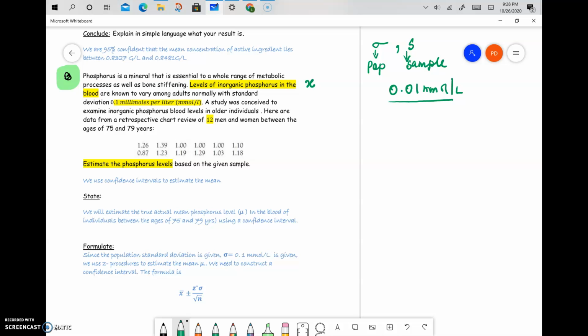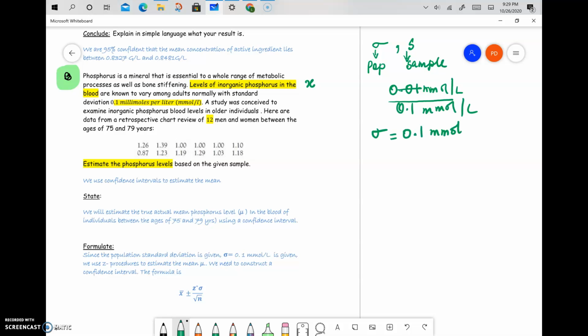The question says the levels of inorganic phosphorus in the blood are known to vary among adults normally, which means the measurement is normally distributed with standard deviation 0.1. I'm sorry, not 0.01, but 0.1 millimoles per liter. So here we are generally speaking talking about the larger population of measurements. So we're talking about the population of measurements. Therefore, in that context, the standard deviation 0.1 refers to the population standard deviation. So population standard deviation is sigma.